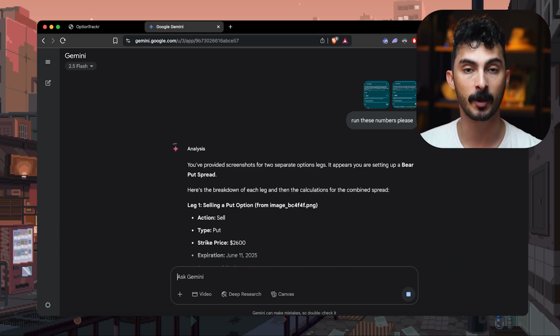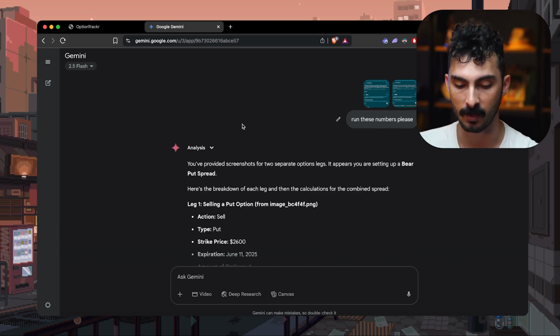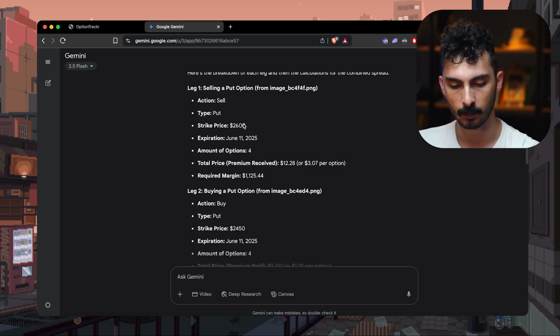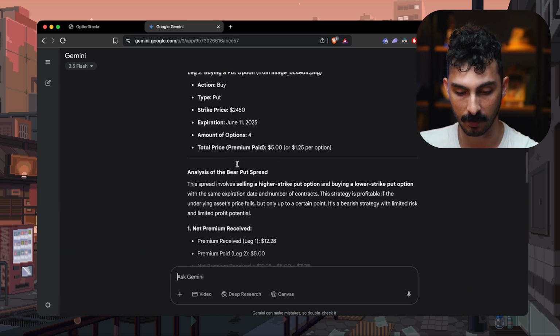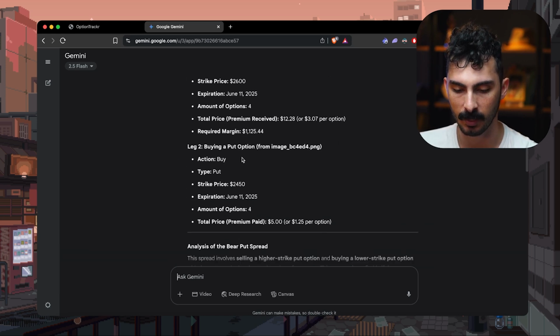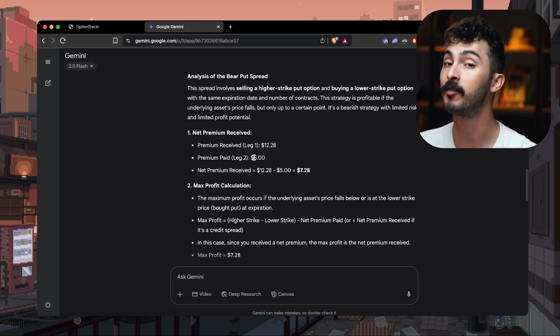I don't usually go with Gemini. I usually go with GPT, but Gemini is very, very good. The 2.5 flash is very, very good. Here it seems that it is working. Here we have leg 1, we have leg 2. Well, it is getting things very, very right. Make sure you confirm, look at the images again, make sure everything is right. Here it seems right.